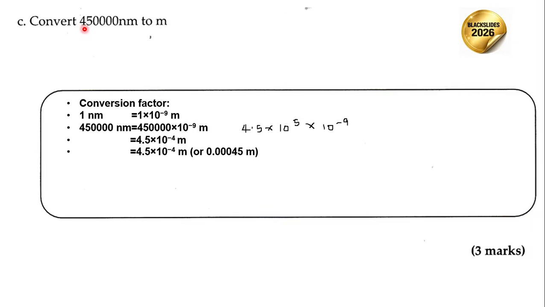Therefore, 450,000 nanometers to meters is just 4.5 times 10 to the power minus 4 meters. Or if you like, you can write this as a decimal to be 0.00045, but it's recommended that you leave your answer in standard notation, like this, scientific notation.